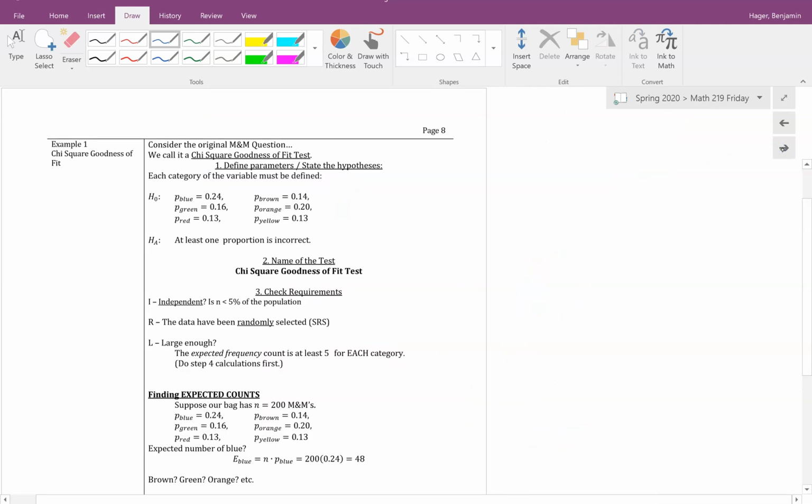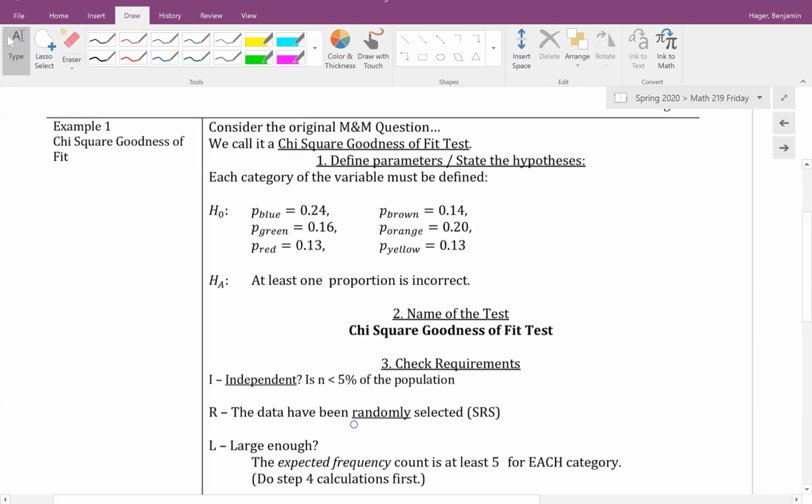Let's take a look at the next page. I think for this video they just walk through one big example and then they get into a new use for chi-squared. That'll be the next video. So for here we're just going to run with this M&M idea, and this is the goodness of fit test. Okay, the chi-squared goodness of fit test.